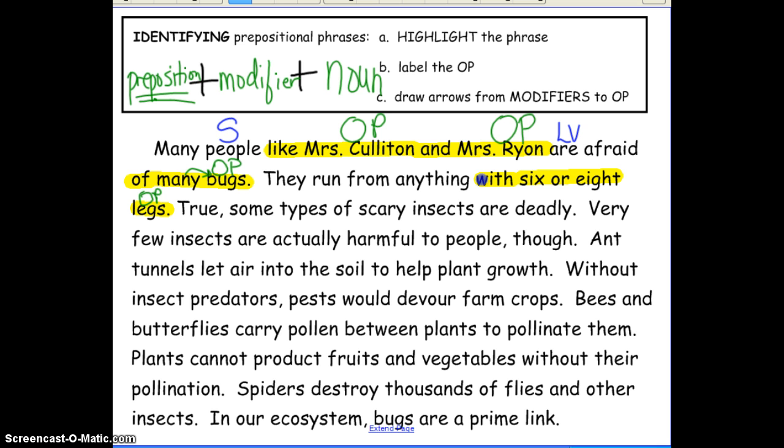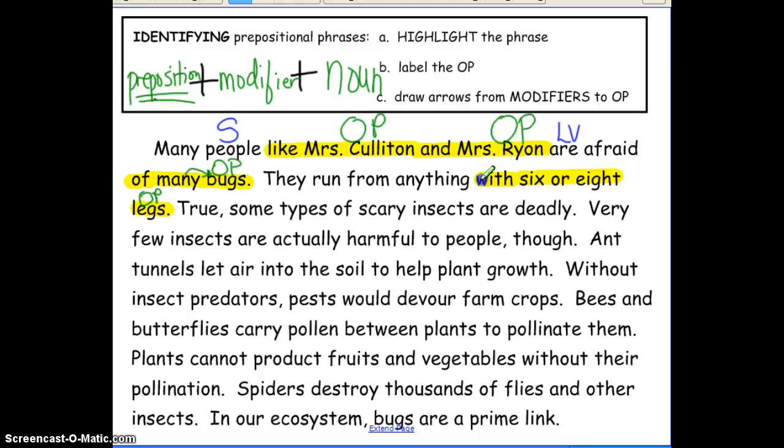I could also put with 0 legs too, because I'm afraid of things with 0 legs. You know what those are? What has 0 legs? Snakes. 2 legs I'm okay with. Sometimes 4. Worms, yeah, I don't like grubs. Maggots. All right.